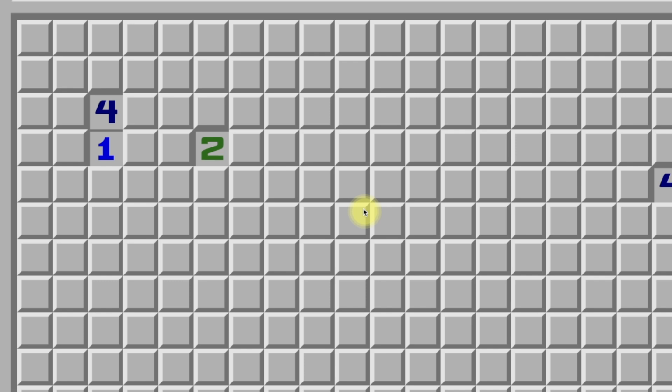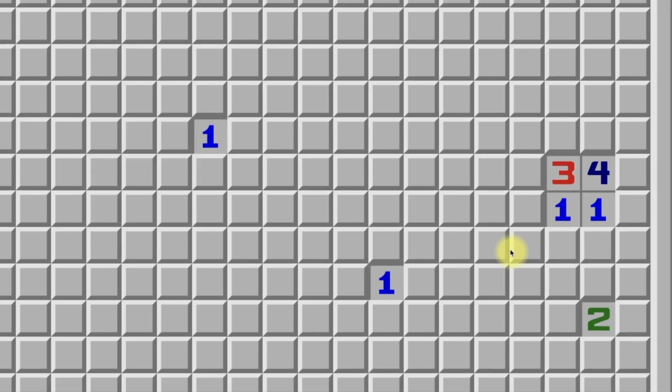So basically the 4-1 pattern states that if you have a 4 and a 1 right next to each other, anywhere on the board, the 3 tiles that are 1 away from the 4, so these 3, all have to be mines. And the 3 tiles that are 1 away from the 1, which would be these 3, all have to be safe. Here's just another example.